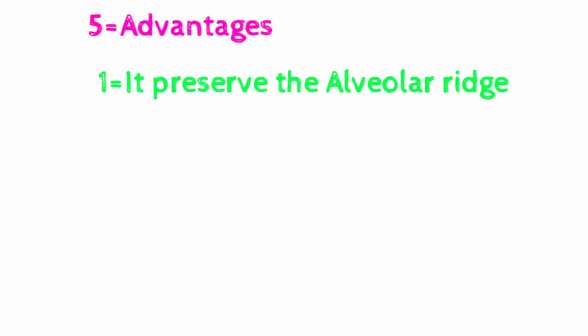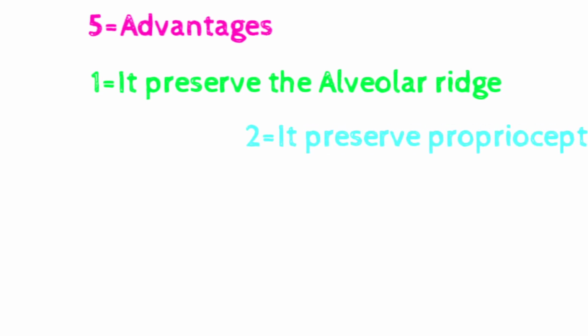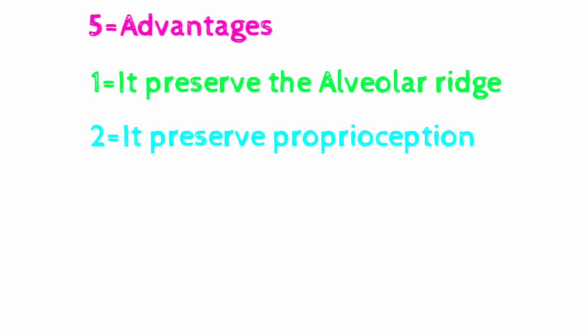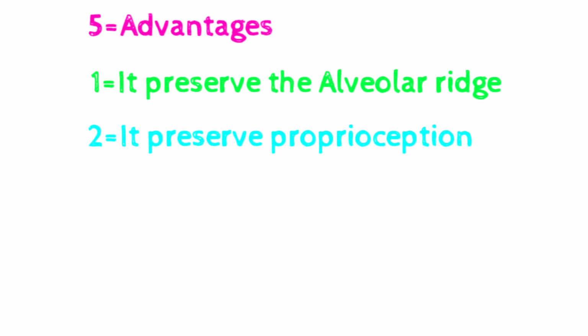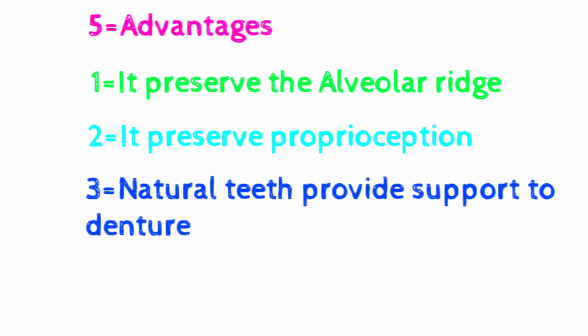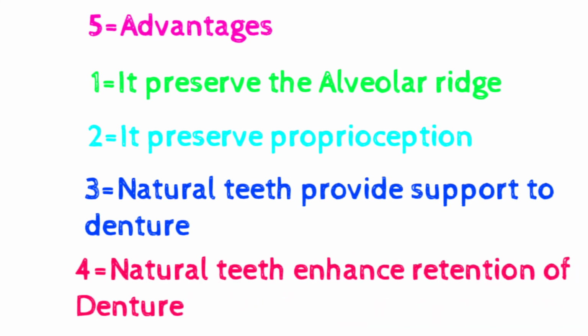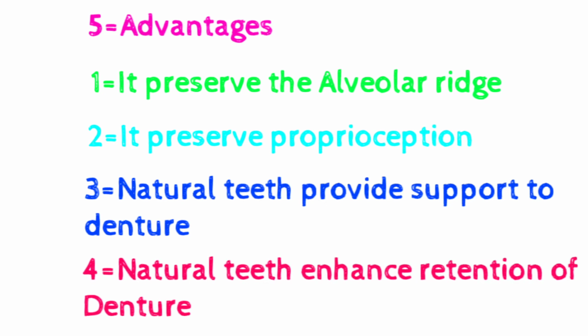Among the advantages, the first advantage is that it preserves the alveolar ridge. Why? Because there are natural teeth, and we give the overdenture above the natural teeth. When teeth remain, the alveolar ridge will remain. Number two advantage, it preserves proprioception because it preserves the PDL. Third, natural teeth provide support to the denture, which is absent in a conventional denture. Fourth, natural teeth enhance retention of the denture, which is also absent in the conventional denture.